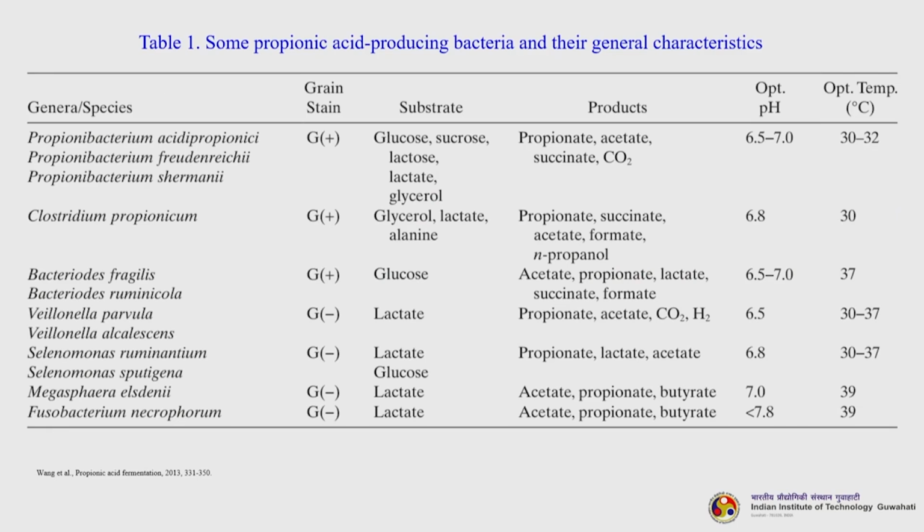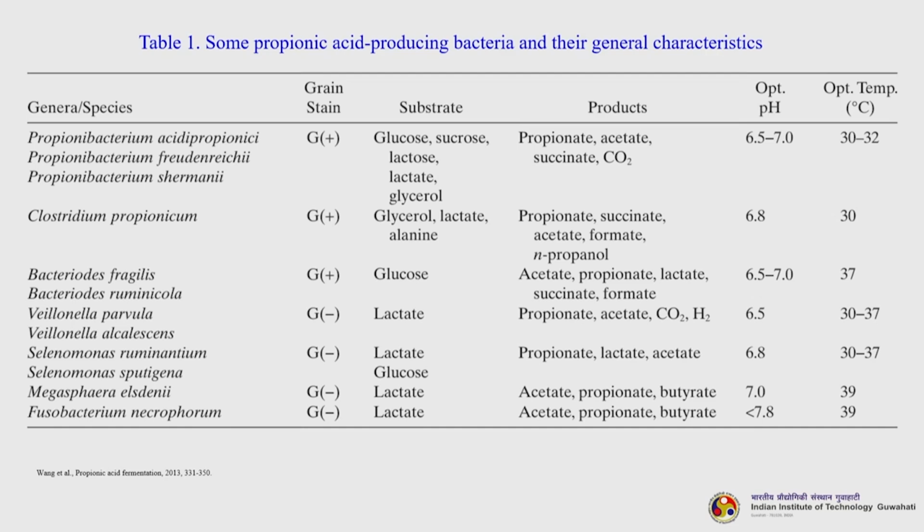Yes, this is table 1. Please have a close look at this table. You can see the different types of species that are being used to produce propionic acid, whether they are gram positive or gram negative, what substrates they can degrade, what the products are, and the optimum pH and temperature. I will just go through one or two, the rest you can see later when you go through the lecture.